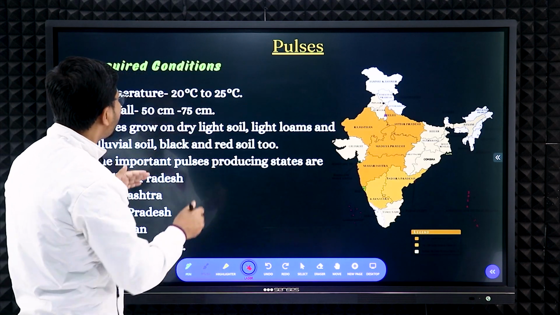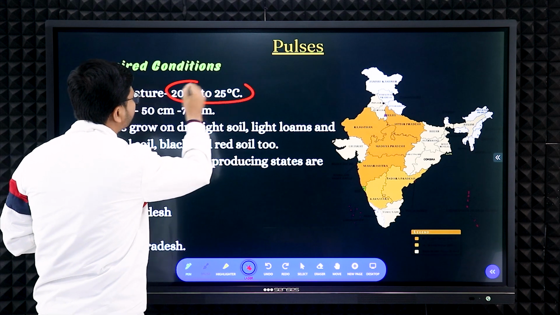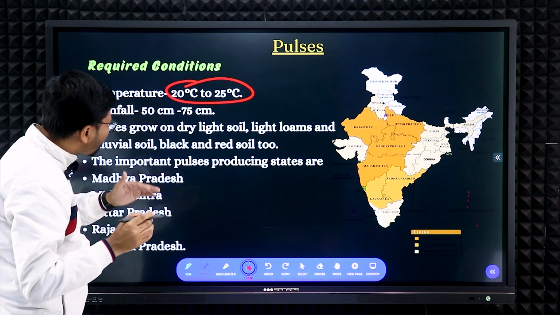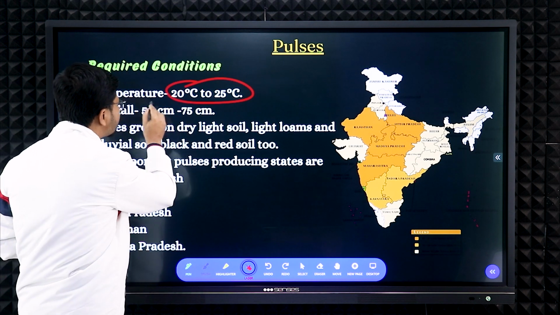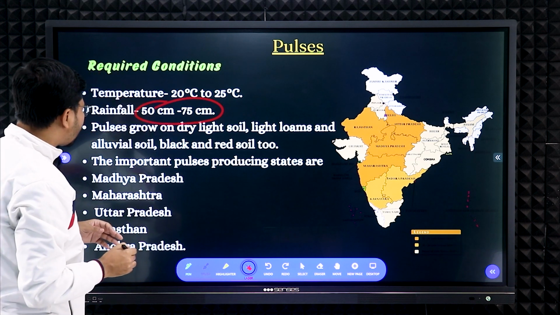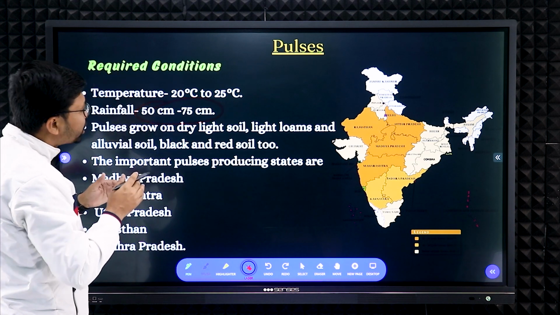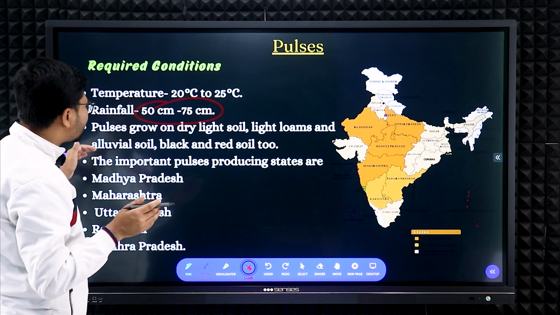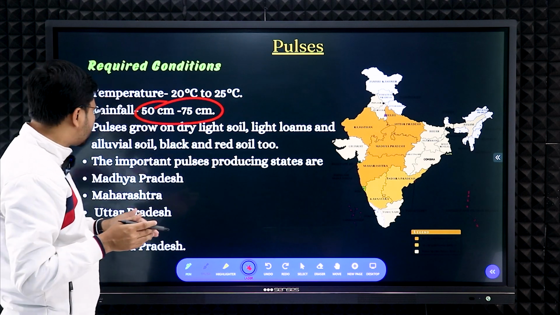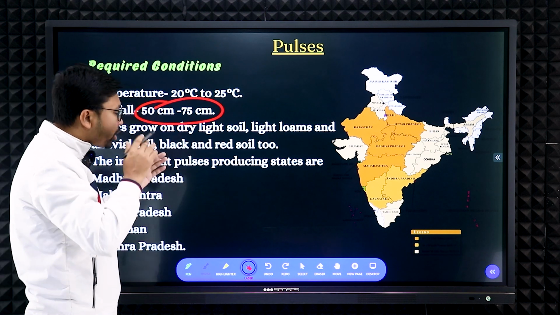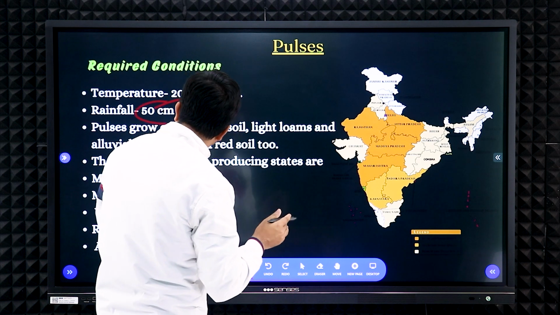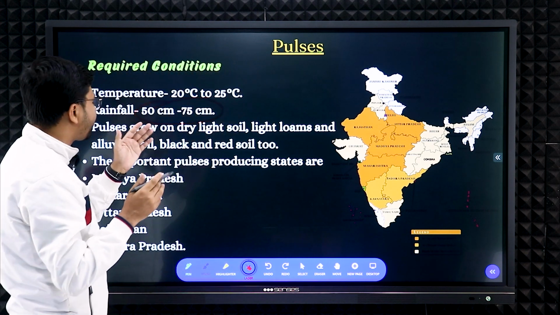As I said, the temperature required is 20 to 25 degrees Celsius. Rainfall required is also less, that is 50 to 75 centimeters, and it can be grown in any type of soil, especially alluvial soil, black soil and red soil, right? Those are the important conditions required for pulses.